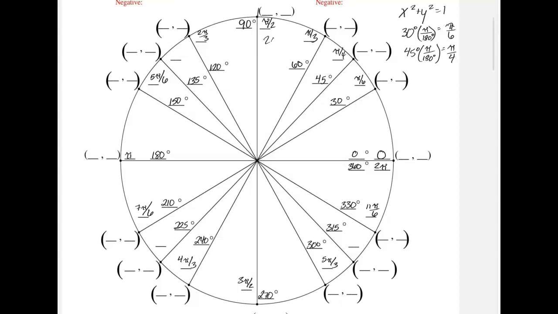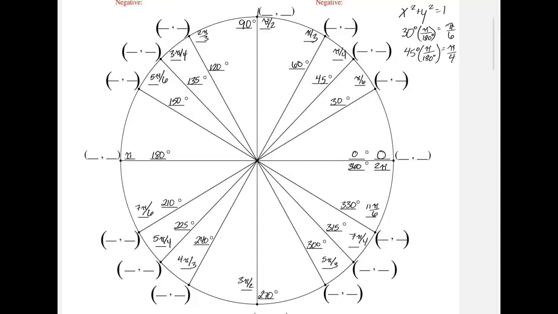Pi over 4, 2 pi over 4 reduces to pi over 2. And then we're at 3 pi over 4. This would be 4 pi over 4, which reduces to pi. 5 pi over 4. 6 pi over 4 is the same as 3 pi over 2. 7 pi over 4, and then 8 pi over 4 is 2 pi. So we have gone all the way around. We've labeled all the degrees and all the radians, just by moving by 30 degrees and then going back and moving by 45 degrees.